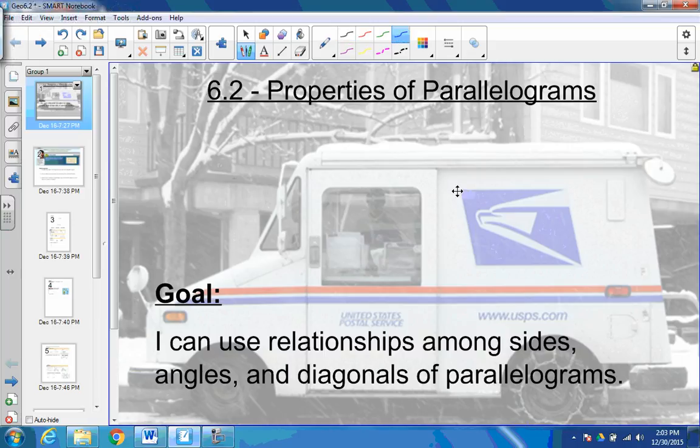You can guess it, a parallelogram. Parallelogram, that's not the best outline in the world, but parallelograms are all we're talking about today.